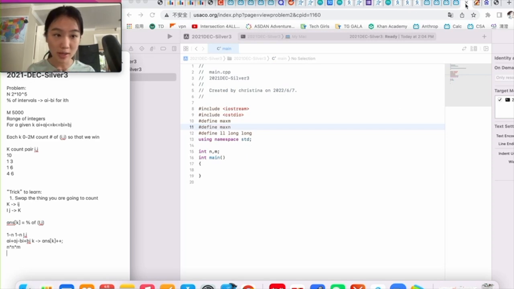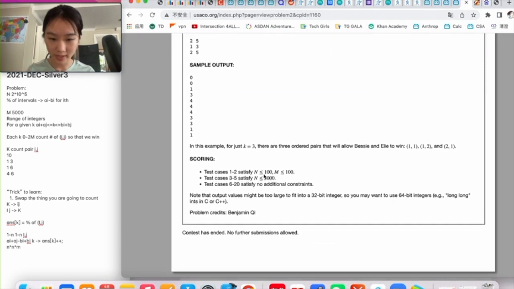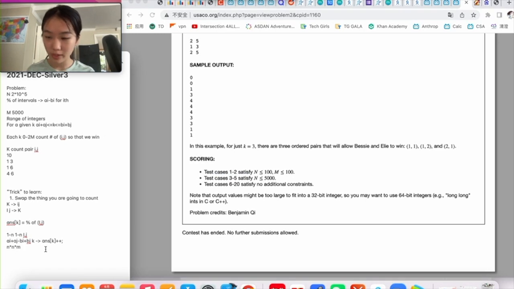Let's go back to the problem. Let's see how many score we can get. I guess we can get this one, right? Or this one. But this is really a partial score. And how we can solve, we can make a little adjustment by using the second trick called prefix sum.